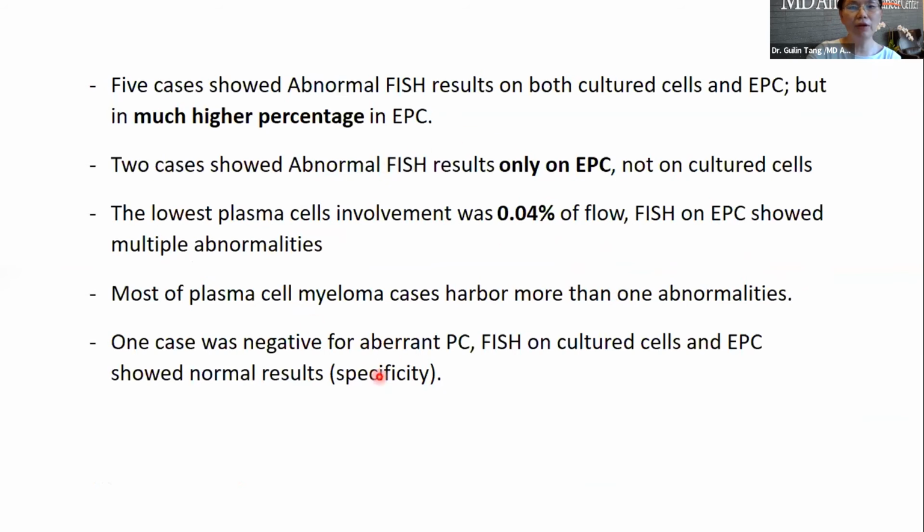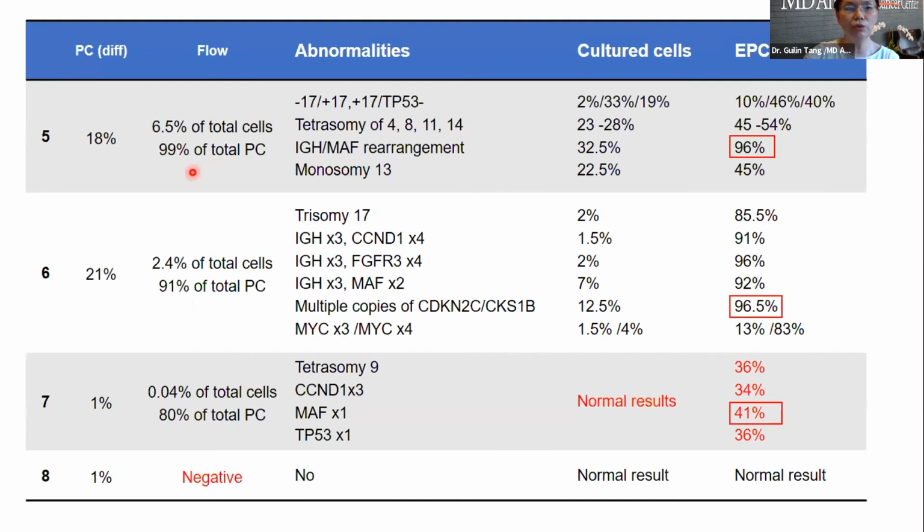We just summarize the 2 tables. We ran 8 cases, and 5 cases showed abnormal FISH results on both culture cells and the enriched specimen, but in a much higher percentage in the enriched one. Then there are 2 cases that only showed the abnormality in the enriched sample, not in the culture cells. And in the 0.04% specimen, we still can't tell the abnormality. That was all the initial validation, so we ran both FISH side by side, because we want to run on the culture cells, so we select relatively higher plasma cell percentage.